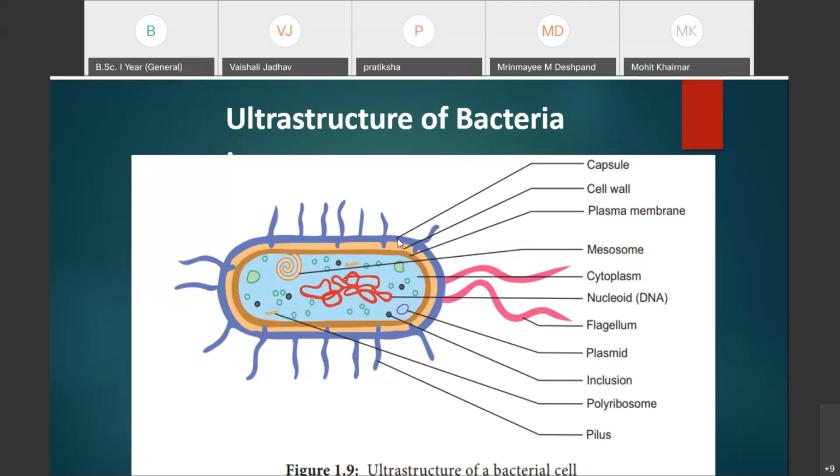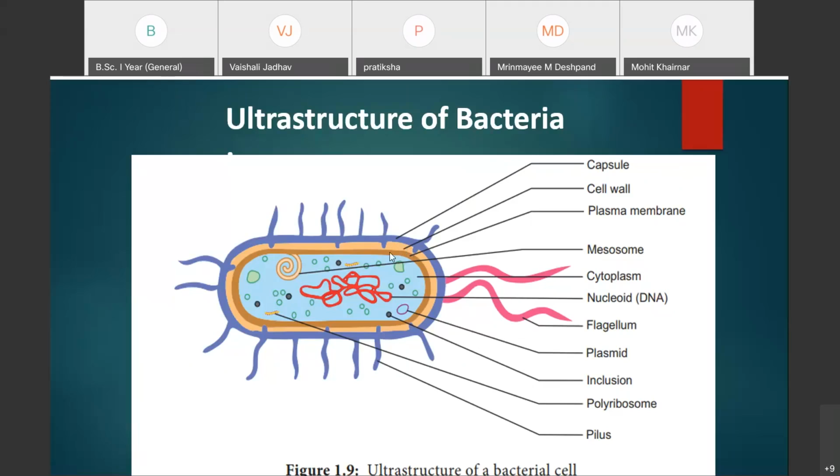Then just below the capsule there is the cell wall. It is the middle layer. The function of the cell wall is truly mechanical, because it gives the shape and rigidity to the bacterial cell. Here the cell wall is completely different from the cell wall present in higher plants. It is not made up of cellulose. We have discussed the cell wall in the last lecture.